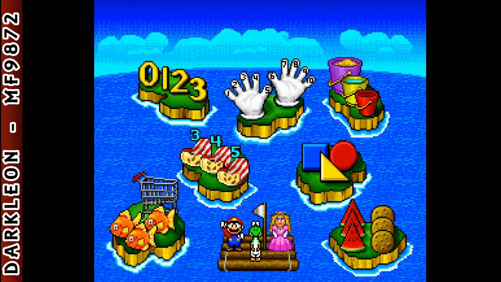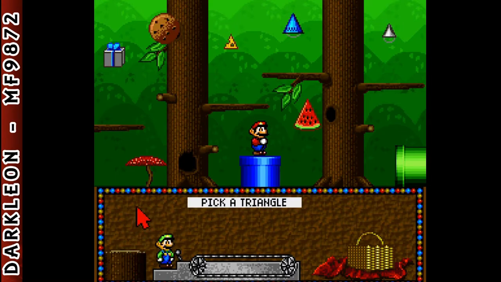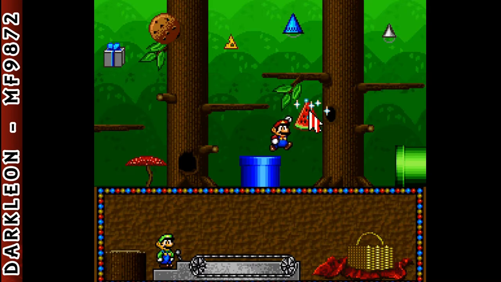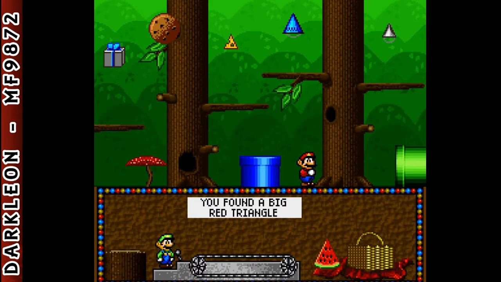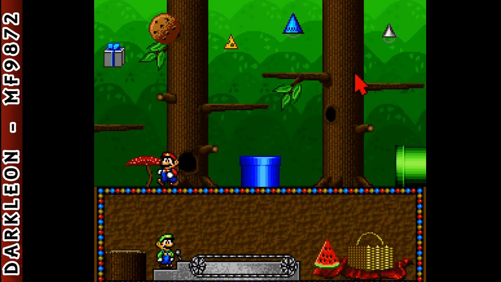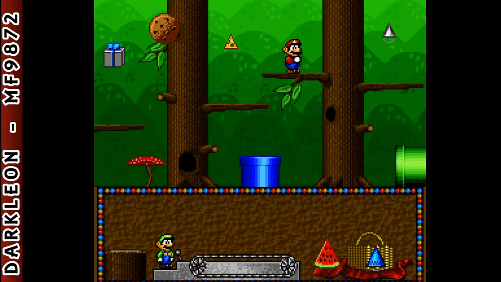Let's go to Sorting World. Pick a triangle. Super! You found a big red triangle. Pick a triangle. You did well! You picked a medium blue triangle.